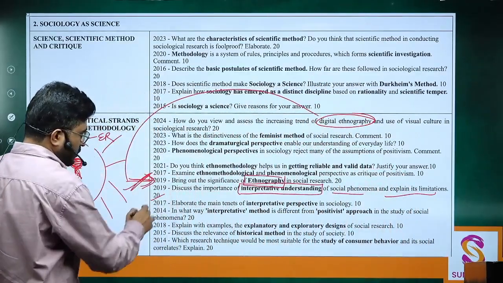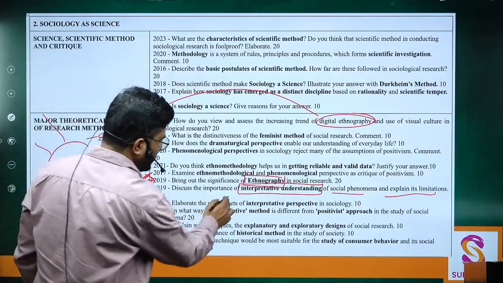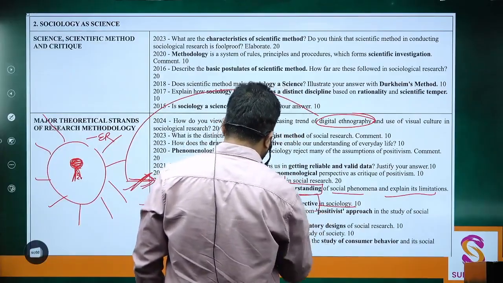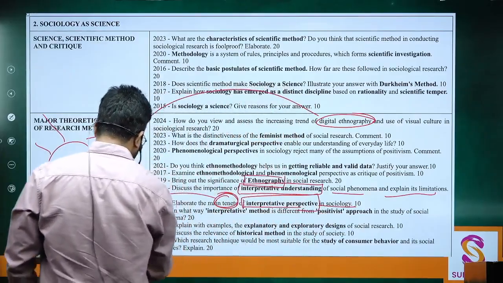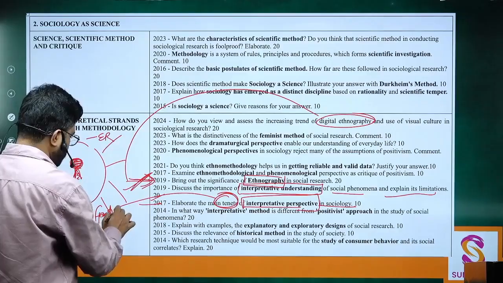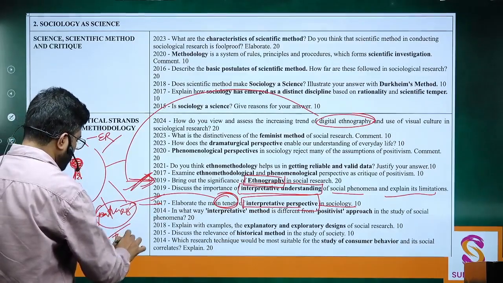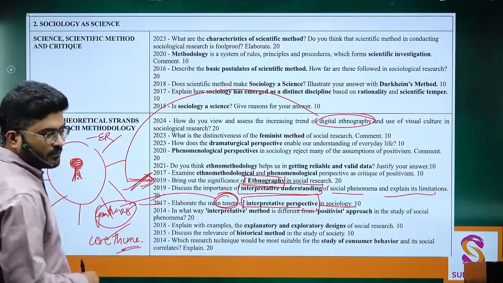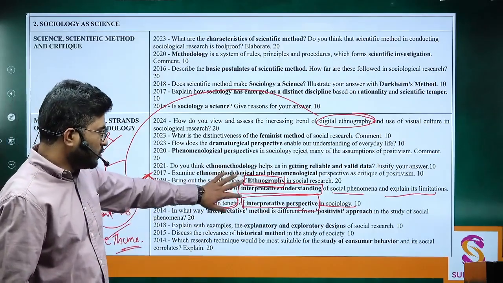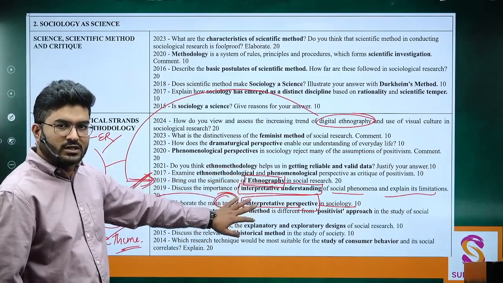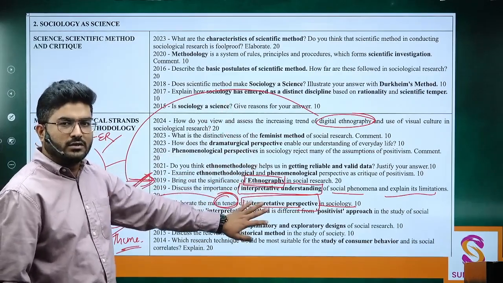Then 2017: elaborate the main tenets of the interpretative perspective in sociology. Again, main tenets basically means the features, the main core theme of this particular school of thought. So again, this interpretative method becomes very important for us to understand. So make a note of it.